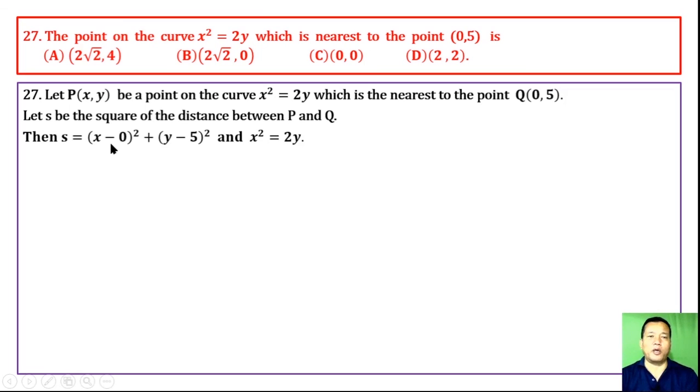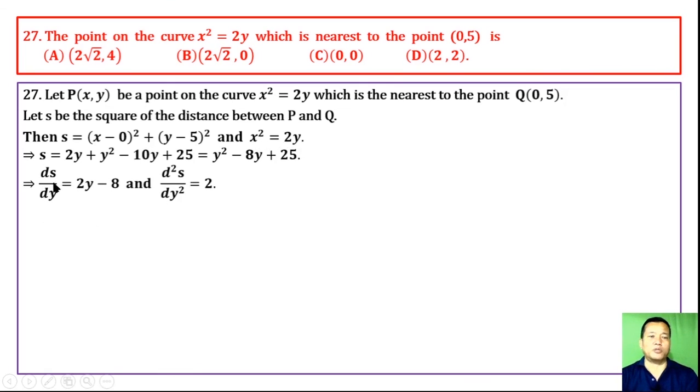Then S equal to, applying the distance formula, and the coordinates of the point will satisfy the curve. We get this, and S is expressed in terms of y using x square equal to twice y. Now ds by dy is this, and its second order derivative with respect to y is this. For critical points, we put ds by dy equal to 0. That gives y equal to 4.